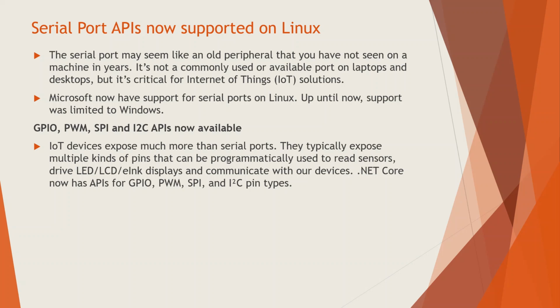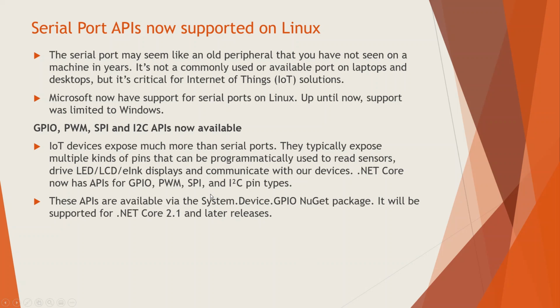IoT devices expose much more than serial ports. They typically expose multiple kinds of pins that can be programmatically used to read sensors, drive LED, LCD, E-Ink displays, and communicate with other devices. So .NET Core now has APIs for all of these pin types. These APIs are available via the System.Device.Gpio NuGet package. So there is a NuGet package, and it will be supported for .NET Core 2.1 and later releases.